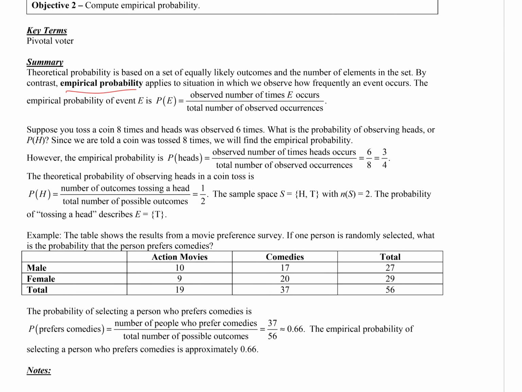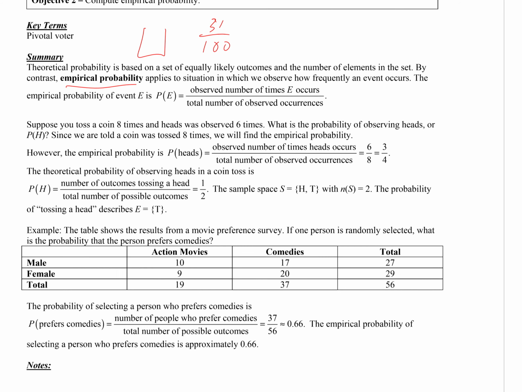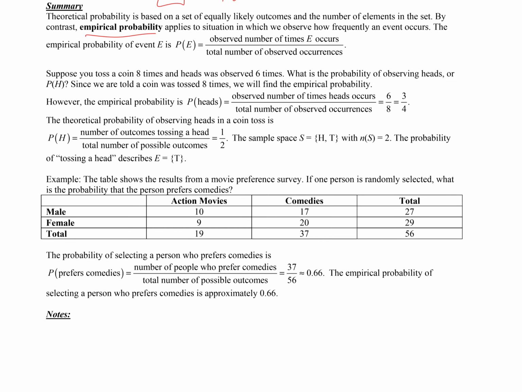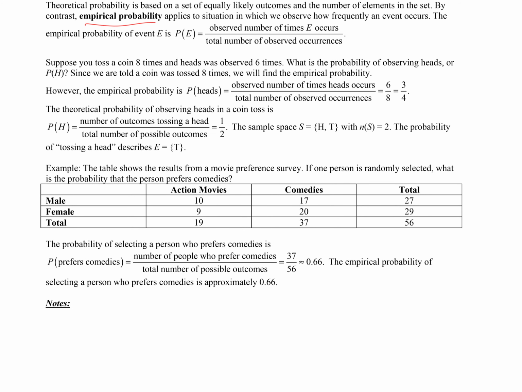So if I, for example, select one marble at a time 100 times, and I count how many were red. Let's pretend it was 31 that were red. Okay, great. It'd be a 31% empirical probability based on my observation. So let's see, there's an example here. Suppose you toss a coin 8 times, and heads was observed 6 times. What's the probability heads will occur? So it would be 6 out of 8 because you observed it 6 out of the 8 throws.